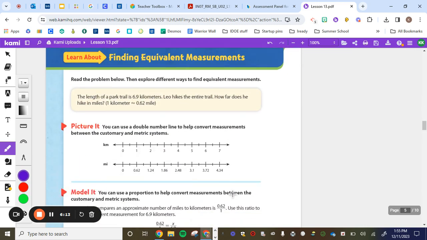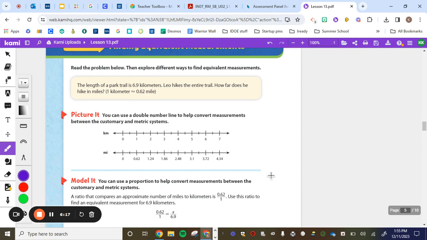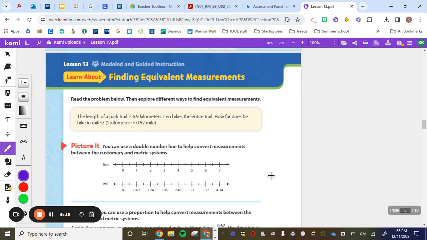Now on page 114, we're talking about a different type of question. We're going to be talking about equivalent measurements and changing between measurements like feet and inches or kilometers and miles. So this falls in with percent because we can still use a proportion to solve it.